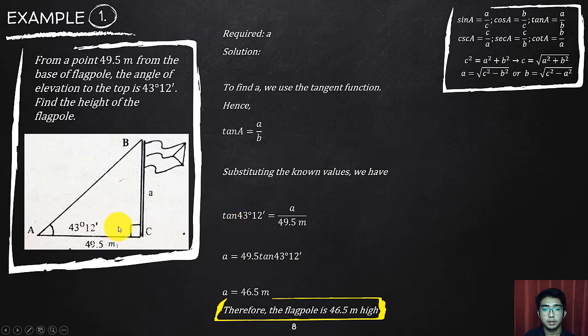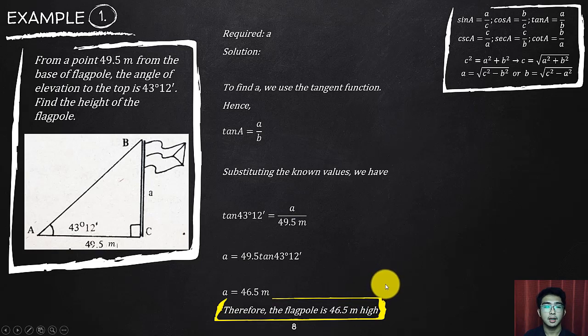So the tangent is opposite over adjacent, so TOA, right? Tangent 43 degrees, 12 minutes is equal to opposite, that is side A, over adjacent, 49.5 meters. Cross multiplying 49.5 to tangent 43 degrees, 12 minutes, we get this particular expression for A. So A is now equal to, if you compute this in your calculator, A will become 46.5 meters. Therefore, the flagpole is 46.5 meters high.